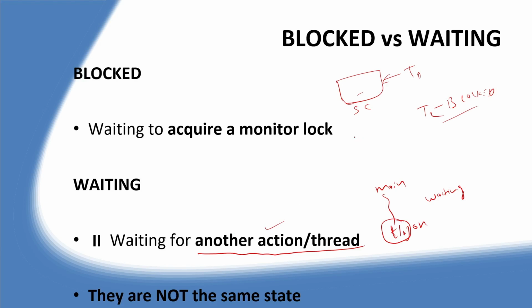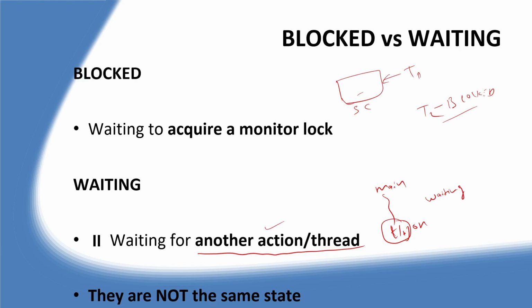So remember the simple difference. Blocked means think lock contention. Some other thread is using and locking it, so the T2 thread is getting blocked. And waiting means waiting indefinitely for another event or thread action to occur. So now what if we want a thread to wait but only for a specific amount of time? This gives us the next state.